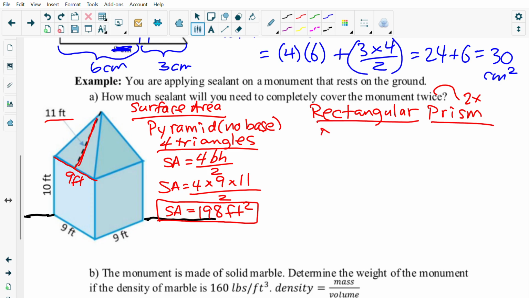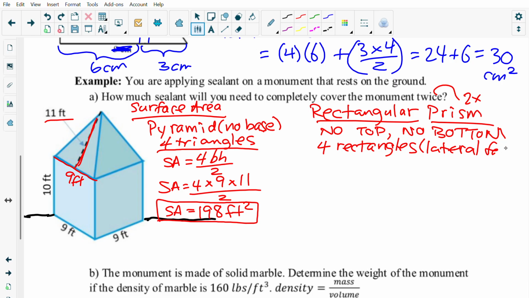Okay, and then this one, no top, no bottom. No bottom, obviously, because it's resting on the ground. No top, because the pyramid is on top of the rectangular prism. So I just basically have 4 rectangles, or I'm just counting the surface area of the lateral faces.